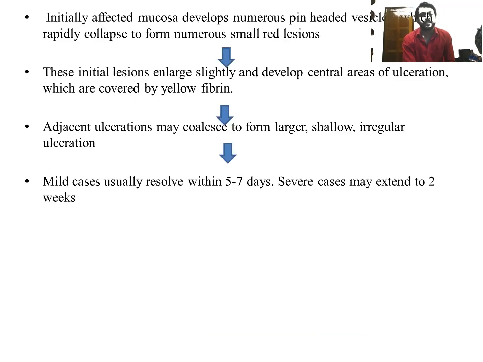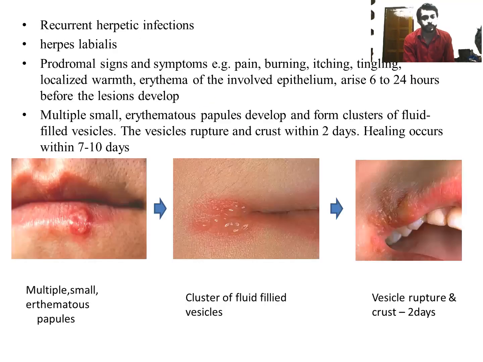These initial lesions enlarge slightly and develop a central area of ulceration, which is covered by yellow fibrin. Adjacent ulcerations may coalesce to form larger, shallow, irregular ulcerations. Mild cases usually resolve within 5 to 7 days. Severe cases may extend up to 2 weeks.